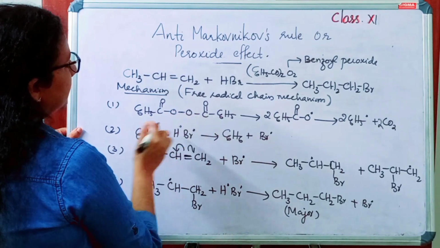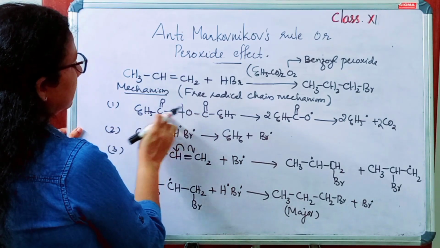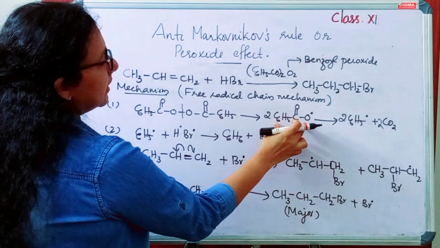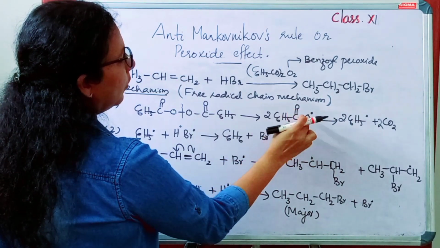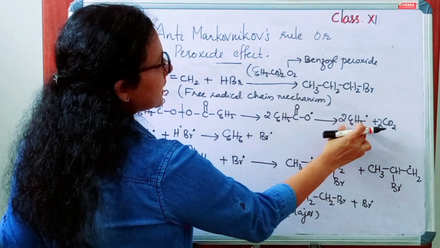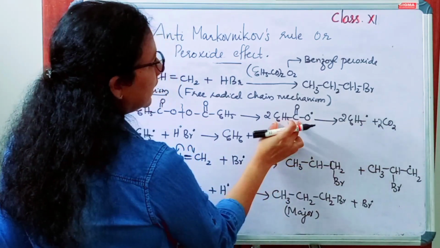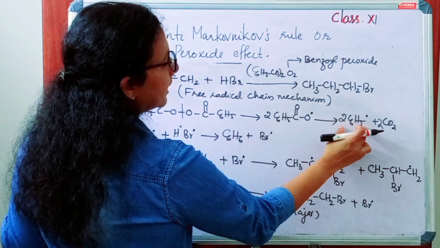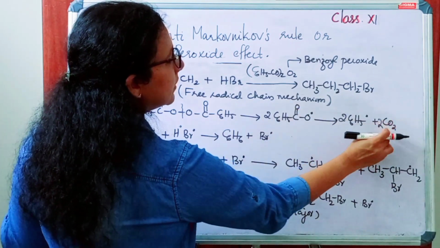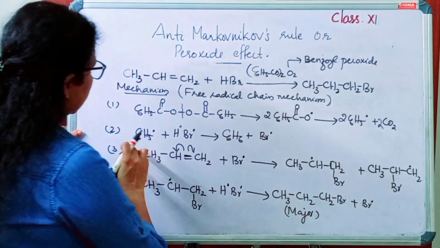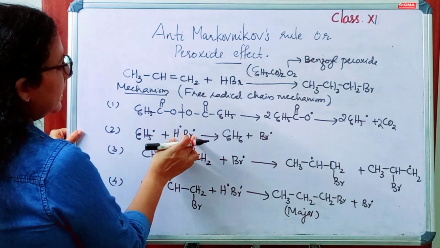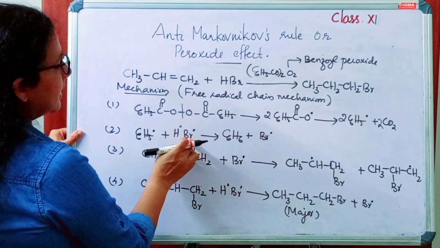And in the first step, there is a bond breakage and free radicals are formed here. So there will be homolysis and free radicals are formed here, 2C6H5COO. So this is the first step, and it forms 2C6H5 free radical and 2CO2. So it again forms free radicals like this, 2C6H5, and 2 CO2 molecules will escape. And in the second step, this C6H5 free radical reacts with HBr, that means H free radical and Br free radical are there.